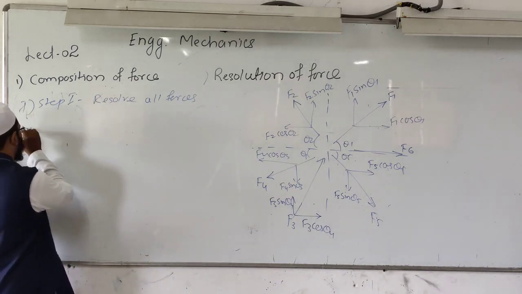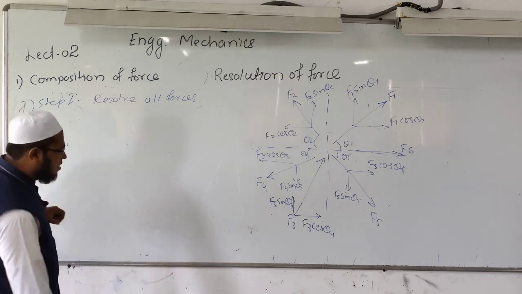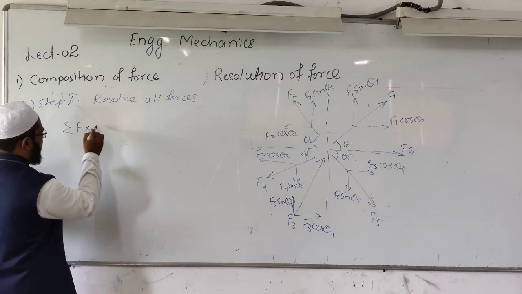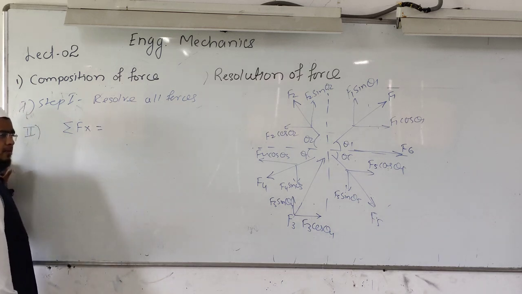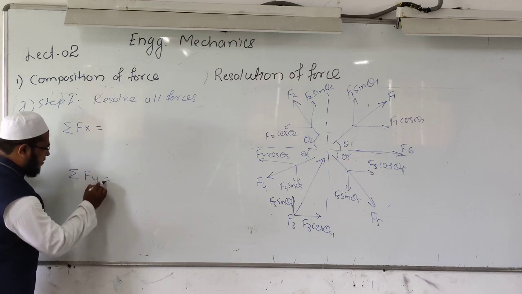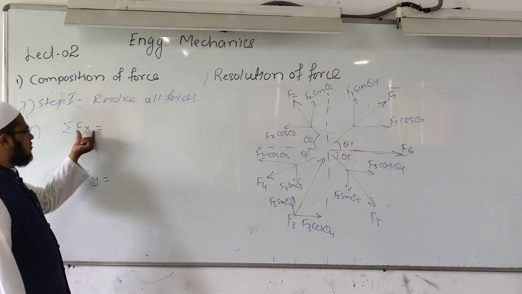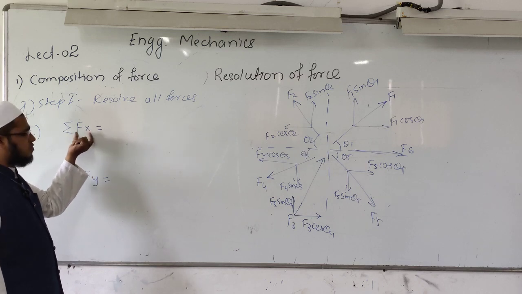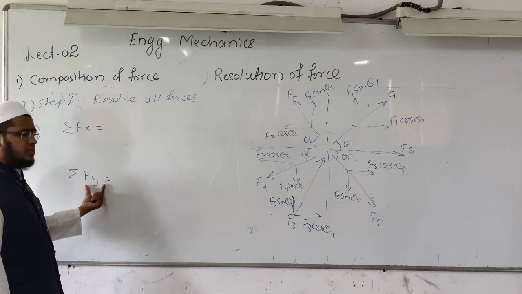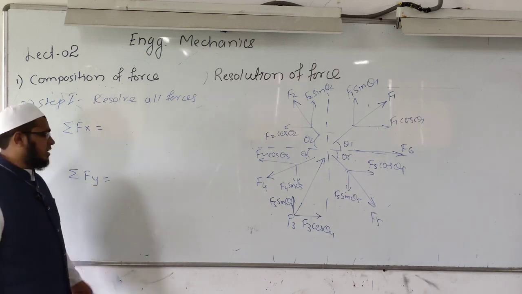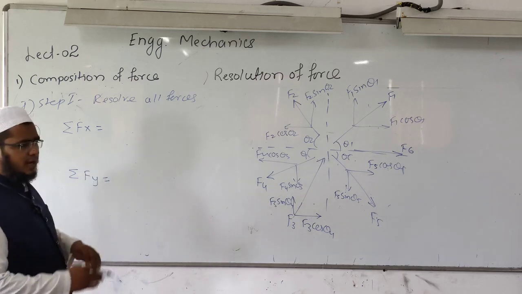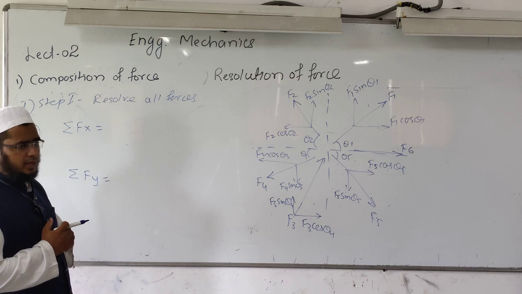The second step is, after this resolution we will determine the algebraic sum of horizontal forces, summation Fx, and we will determine the algebraic sum of vertical forces, summation Fy. X we will represent all the forces along the x axis or horizontal line, and y represents all the forces along the vertical line or y axis. Now we have to add and subtract. Algebraic sum means we have to add and subtract.